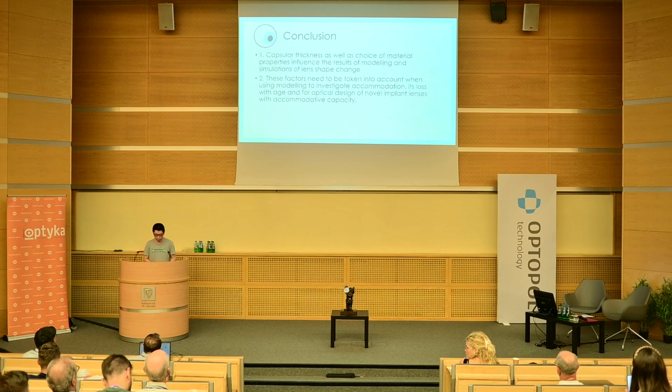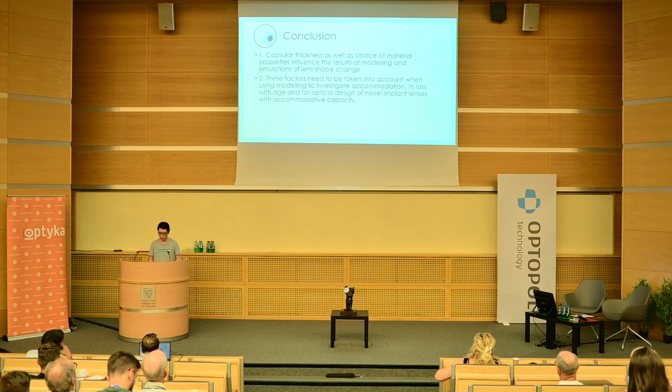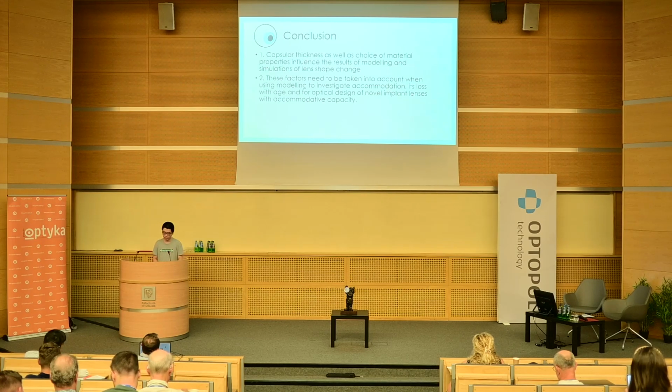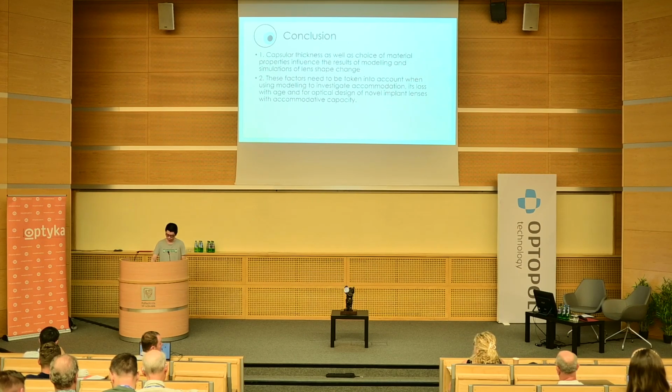So, in conclusion, the capsular thickness as well as the choice of the material properties influence the results of the modeling and the simulation of lens shape change. These factors need to be taken into account when using modeling to investigate accommodation loss with age, and for optical design of novel implant lenses with accommodative capacity.